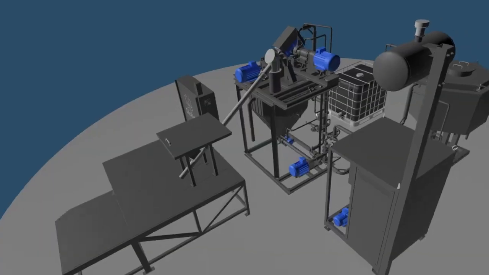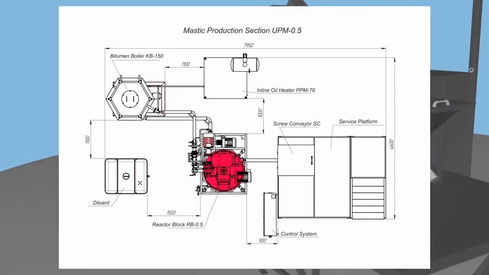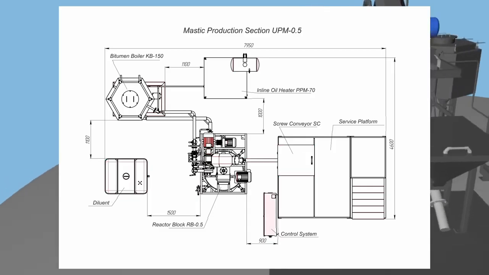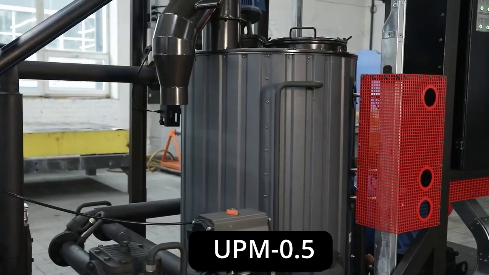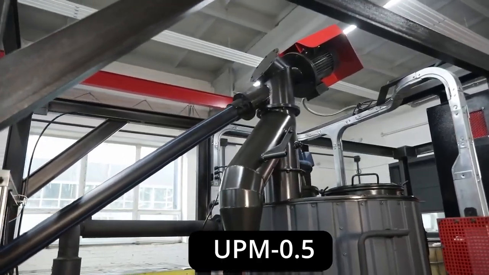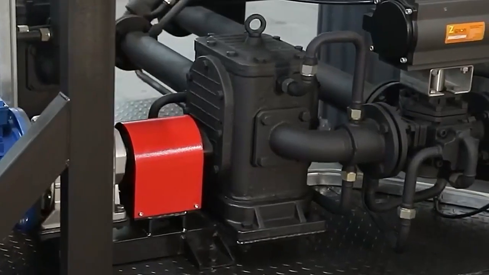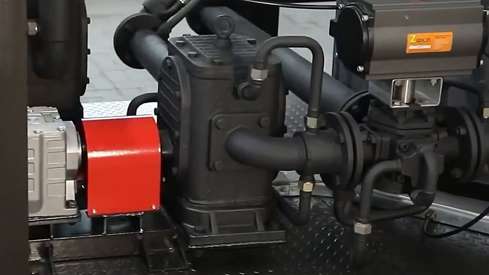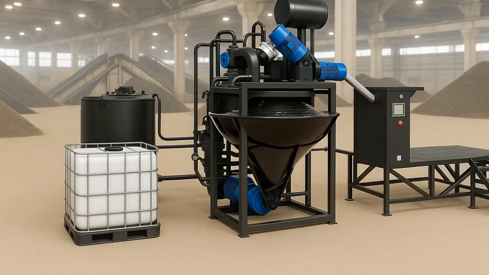The plant includes a reactor unit, a bitumen boiler, an inline heater for thermal oil, a screw conveyor, a service platform, and a control system. The reactor unit is equipped with a mixer, a mill, pumps for liquid constituents, and a precise weight batching system. A colloid mill as part of the reactor unit ensures high-quality dispersion of materials, while on-stream mixing without air access guarantees superior fire safety.